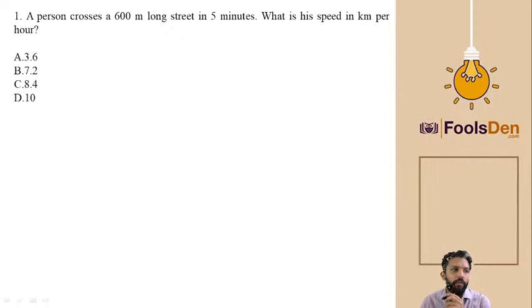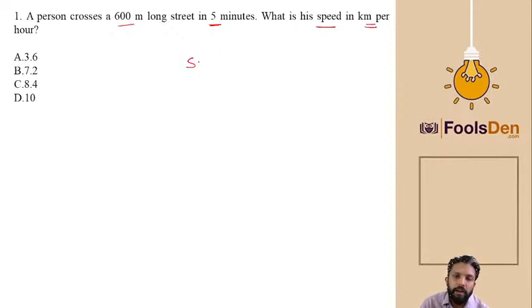Evening everyone. Today's test is on time, speed and distance. So let me read the question first for you. A person crosses a 100-meter long street in 5 minutes. We need to find his speed.